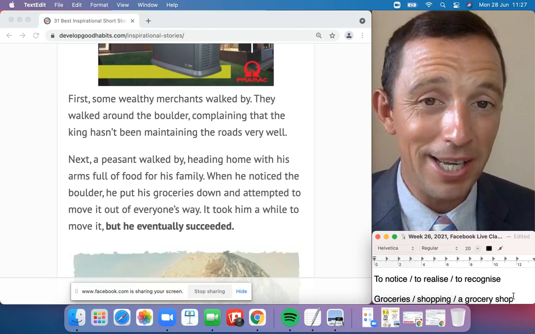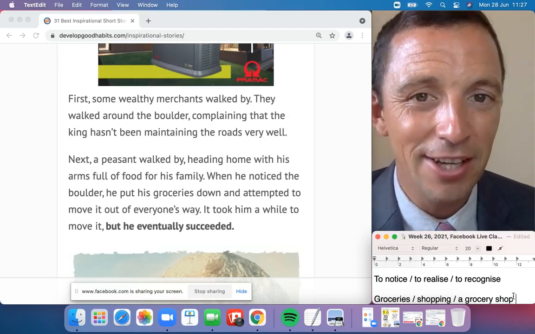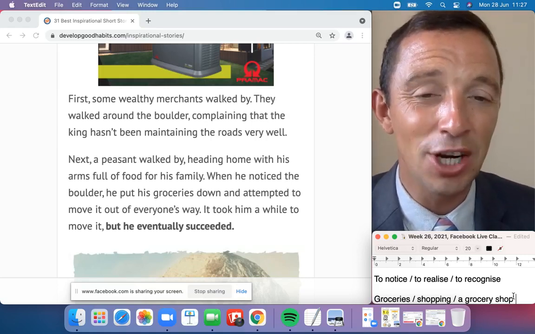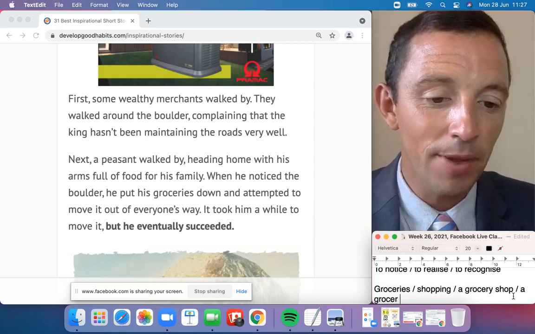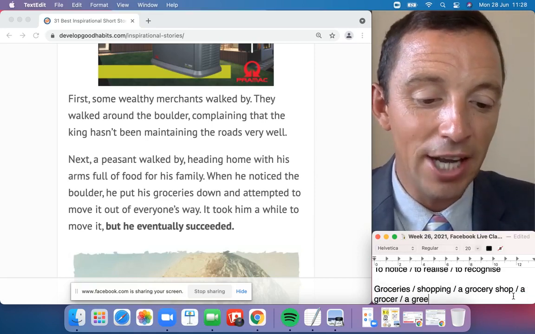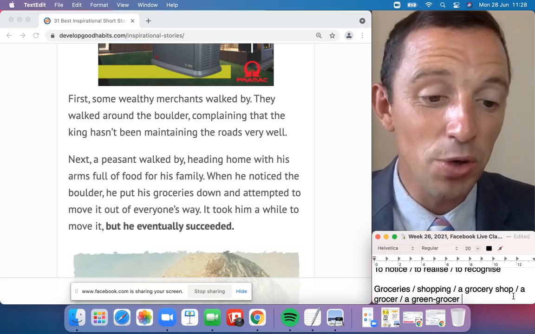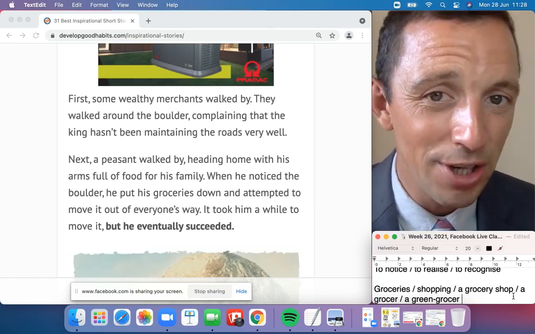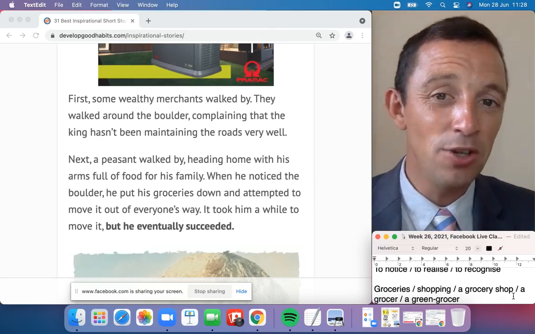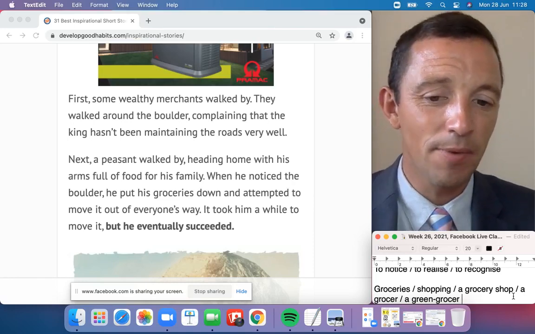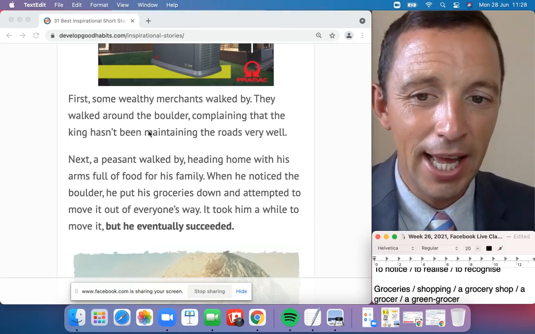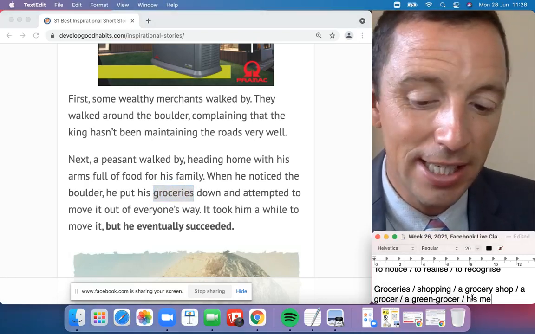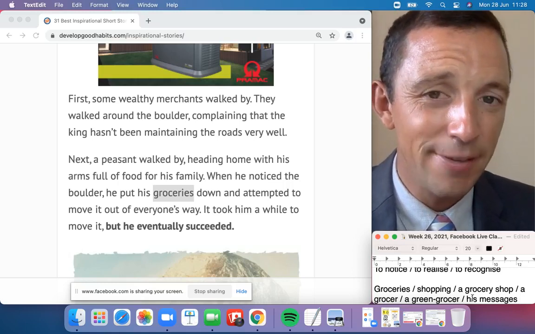A grocery shop is the shop that supplies or sells the fruit, the vegetables, the meat, the milk, the bread, the basic food. And you can say a grocer is the person or the shop. And you can say a green grocer. A green grocer is maybe more for vegetables and fruit. So if the shop is a green grocer, the significance is it's a shop dedicated to vegetables and fruit. Okay, so here you can see groceries. So you can also say his messages. Another synonym is his messages, his groceries, his food, his fruit.